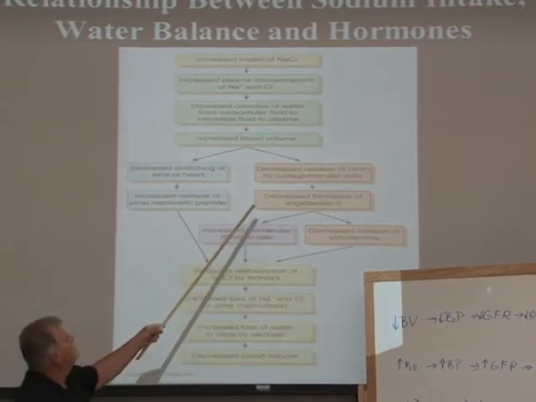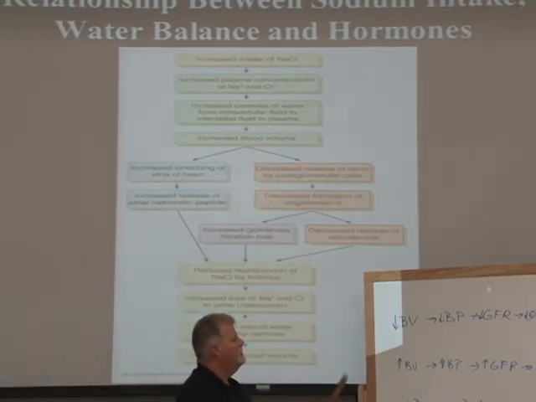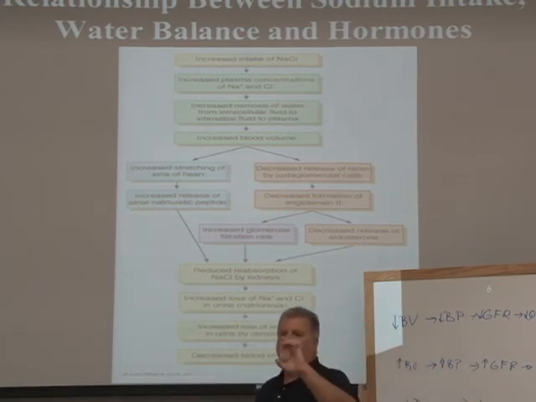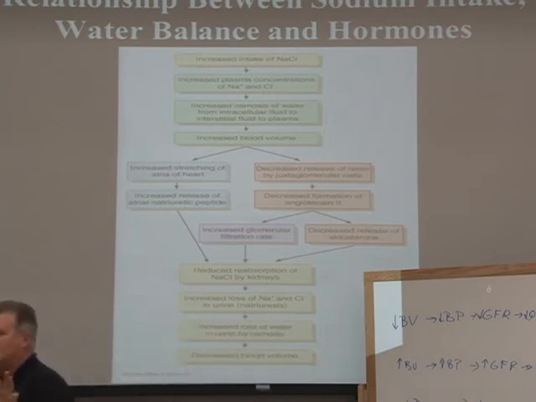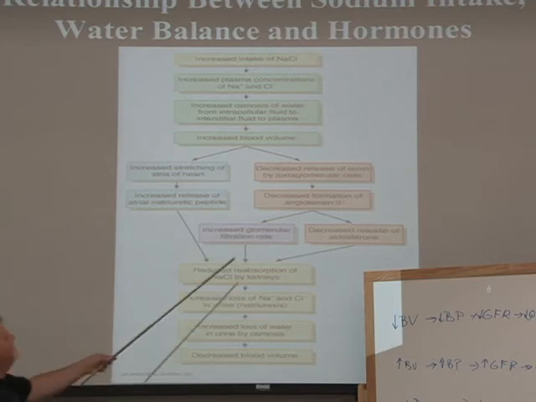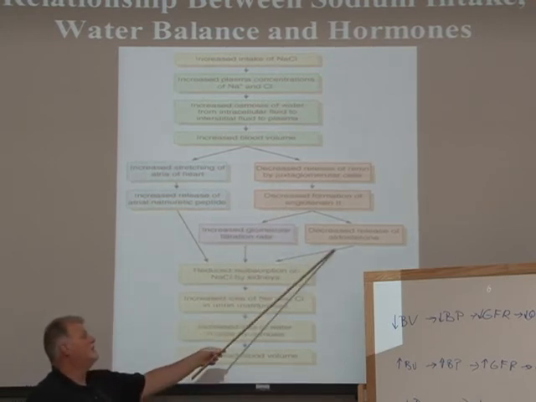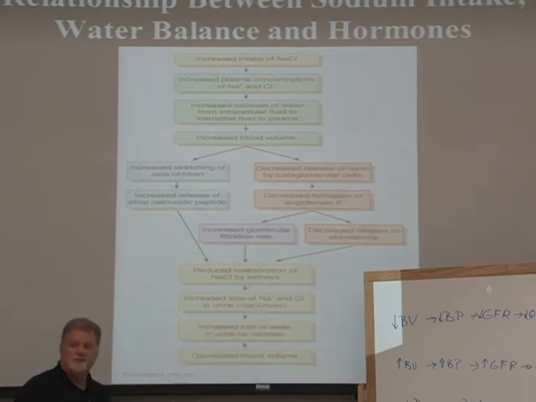Then the other thing is, if you get an increase in blood volume and you get an increase in GFR, then you got an increase in fluid flow over the macula densa. So now you'll stop making renin. If you stop making renin, then eventually your blood levels of angiotensin 2 will go down. If your blood levels of angiotensin 2 drop, then you will increase your glomerular filtration rate and it will decrease the aldosterone, which will decrease the reabsorption of sodium. And it'll help you get rid of all that stuff as well.